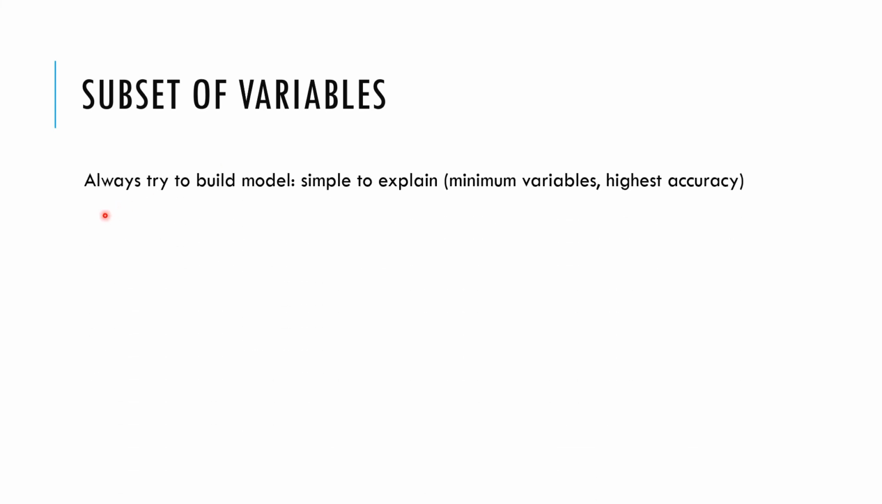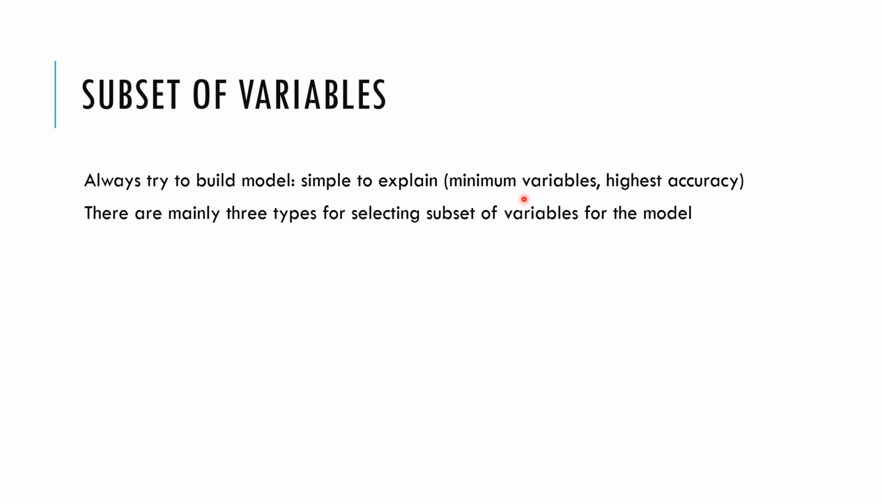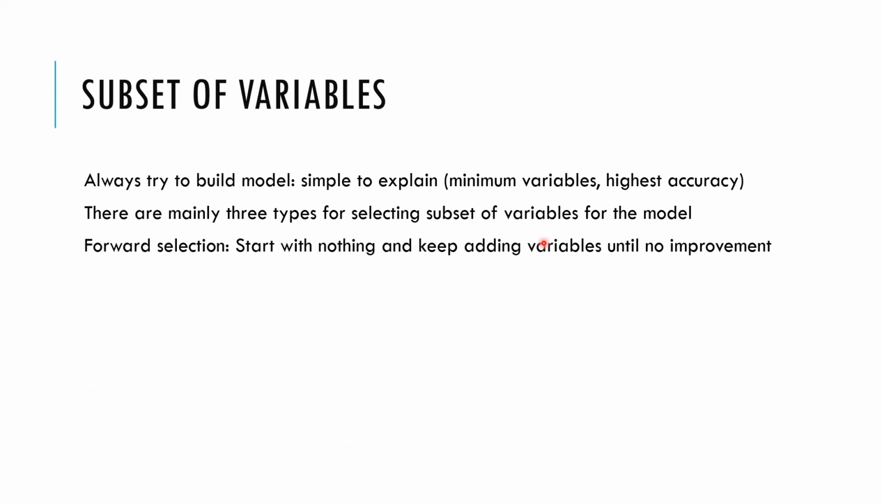So now there is another method. Basically, when we are trying to build the model, the main challenge is to find out the optimum number of independent variables and the relevant variables. Irrelevant variables or insignificant variables do not make any sense. So there are different techniques. One technique is subset selection. So we look at how it works. Always try to build a model which is simple to explain with minimum variables and highest accuracy. That's very important. Now there are mainly three types of selecting a subset of variables for the model. We look at them one by one.